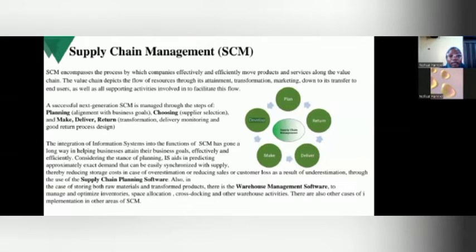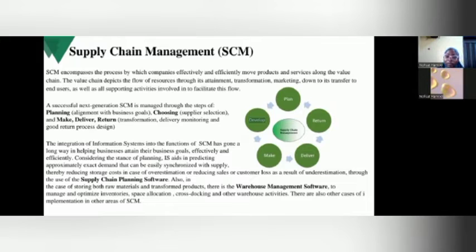So a typical supply chain management has 5 steps, and they include planning, which means highlighting the goals of the supply chain and making it as much as possible aligned with the goal of the business. We also have supply selection, make or transformation of the goods and services, then product delivery and return policy. So the integration of information systems into the function of supply chain management has gone a long way in helping businesses attain their business goals effectively and efficiently.